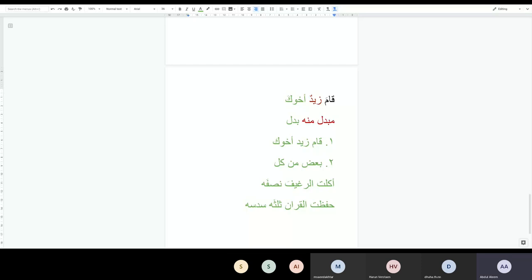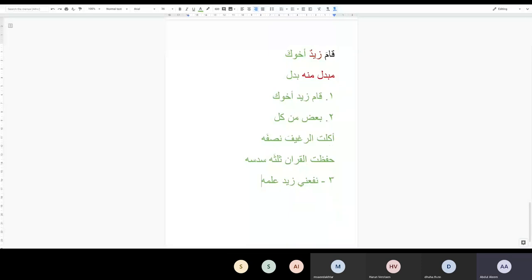Then we have badal al-ishtimal. Badal al-ishtimal means that there is some sort of strict relation between the badal and the mubdal minhu. An example, to make this clear, inshallah: you say nafa'ani Zaydun ilmuhu. It benefited me, knowledge. It is the knowledge of Zayd that benefited me. So you are changing the meaning to the ilm of Zayd. The ilm and Zayd have some link, but the ilm is not Zayd. It really has a link. This is called badal al-ishtimal.